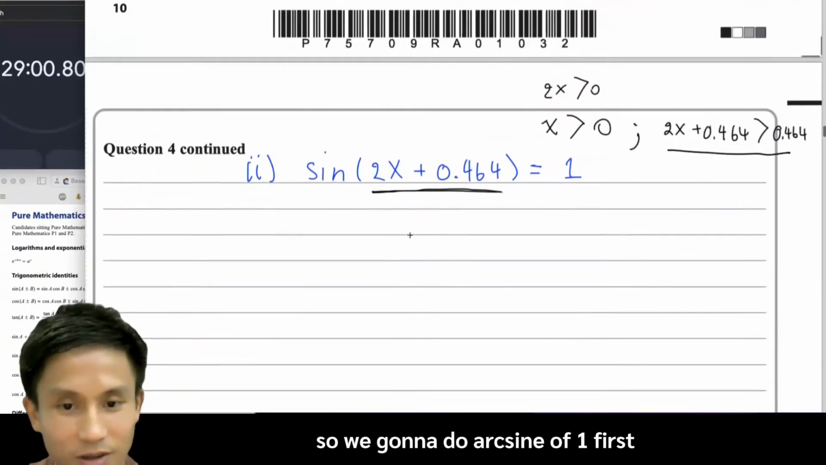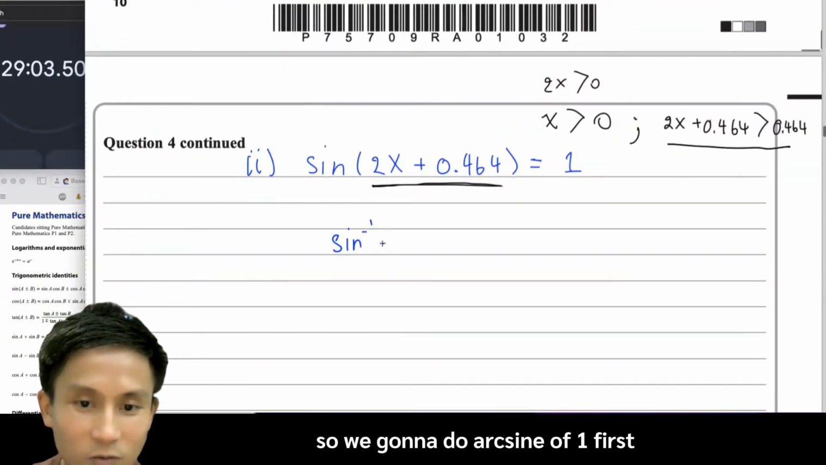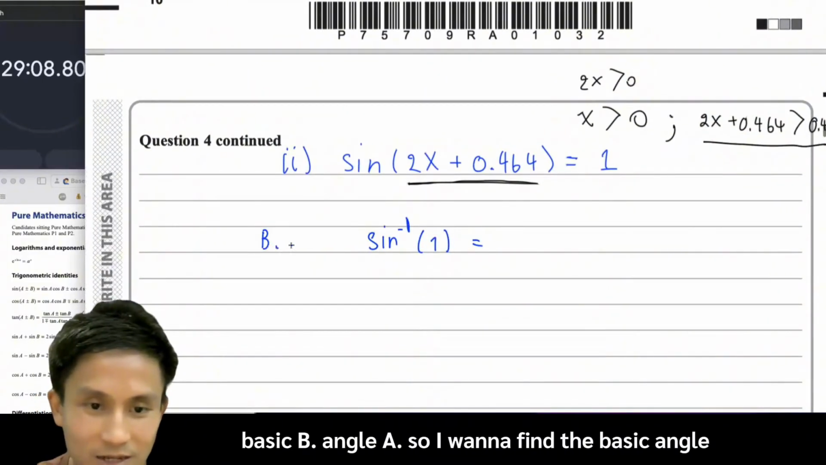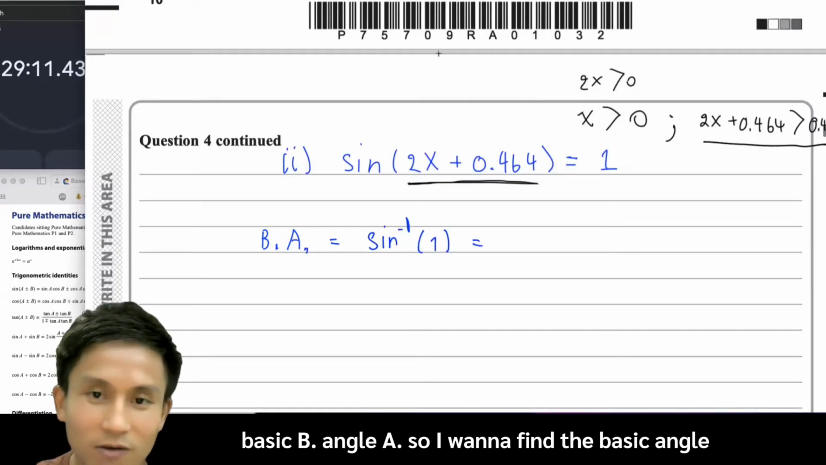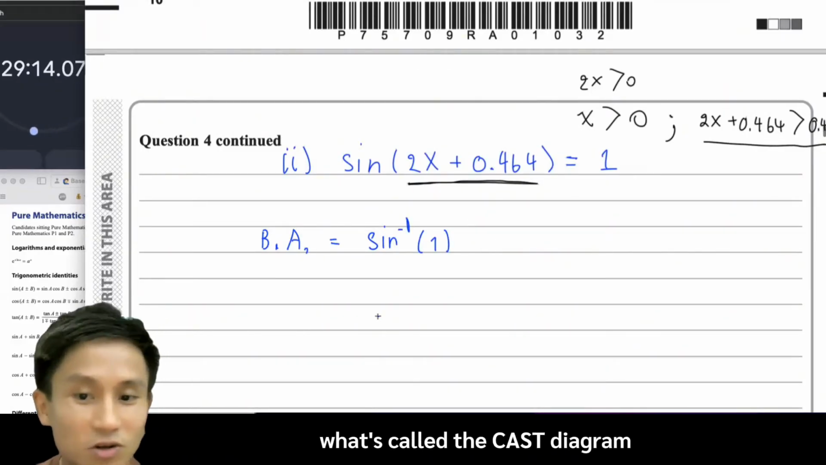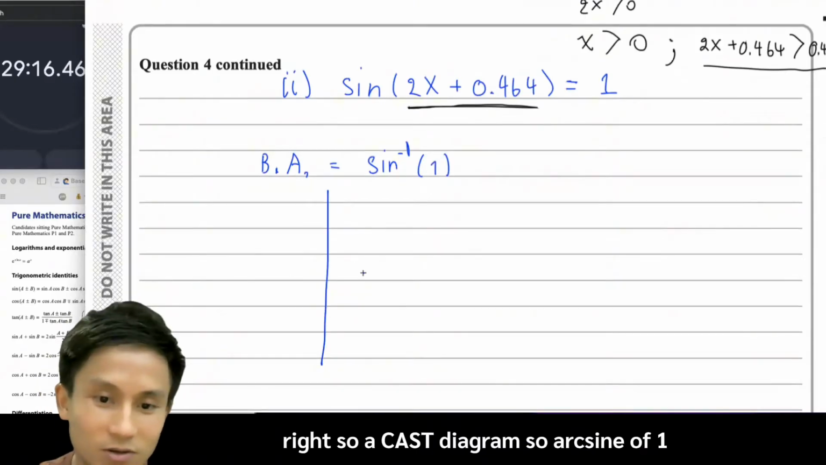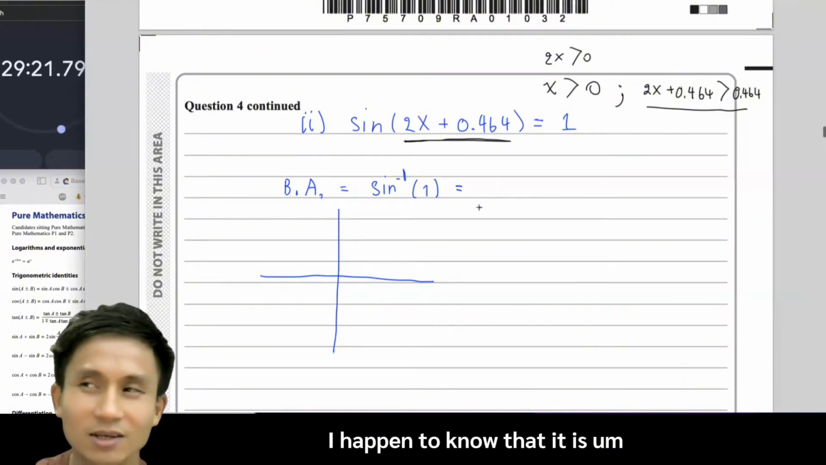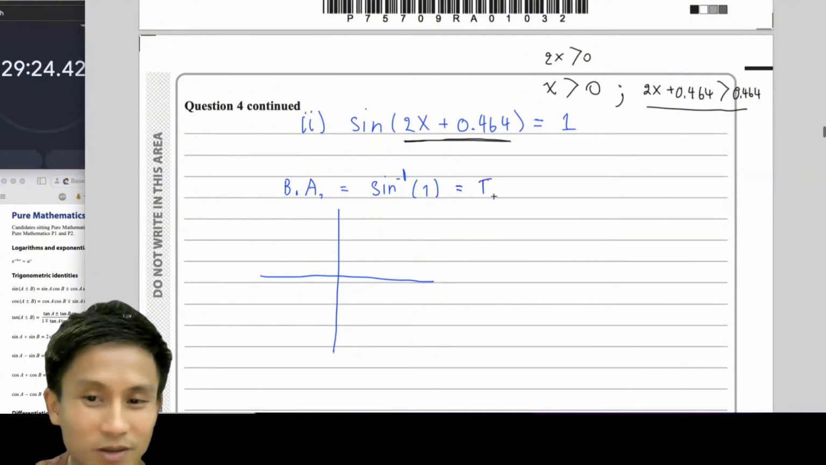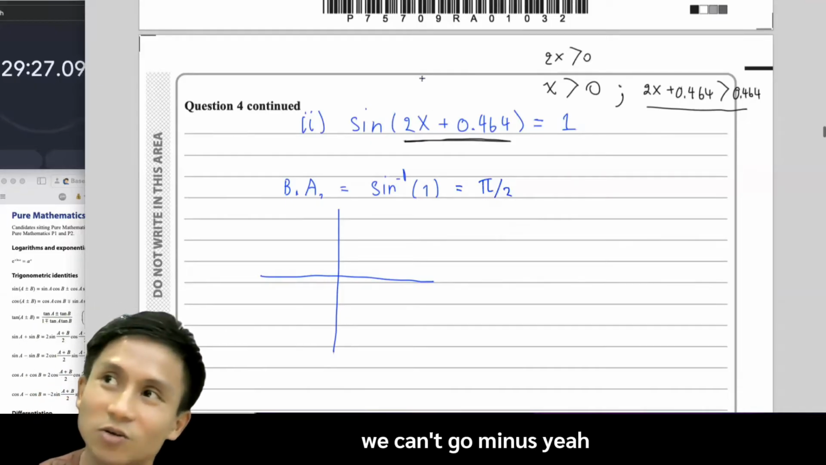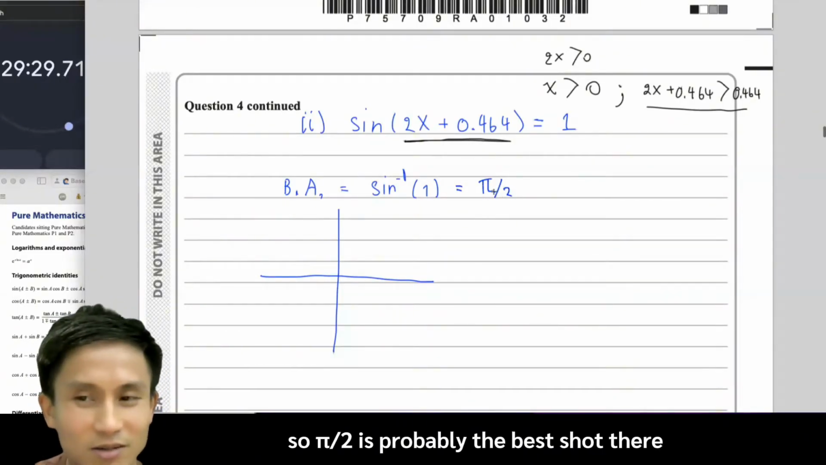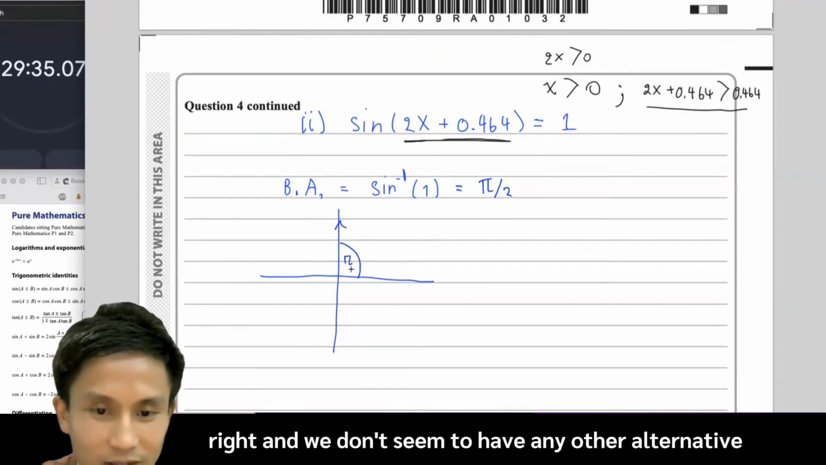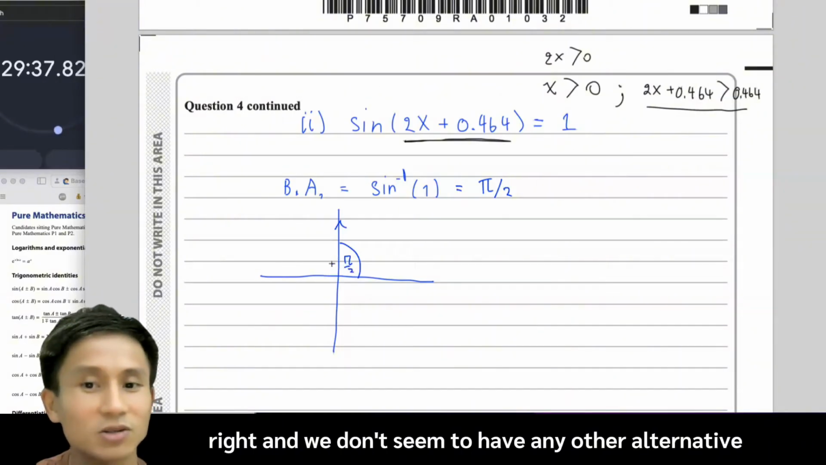Okay. So we're going to do arcsine of 1 first, right? To get something I call the basic angle, because I'm going to use what's called a CAST diagram, right? So arcsine of 1, I happen to know that it is pi over 2. Well, we can go minus. No, we can't go minus. Yeah, so pi over 2 is probably the best shot there. So pi over 2 is here, right? And we don't seem to have any other alternative.